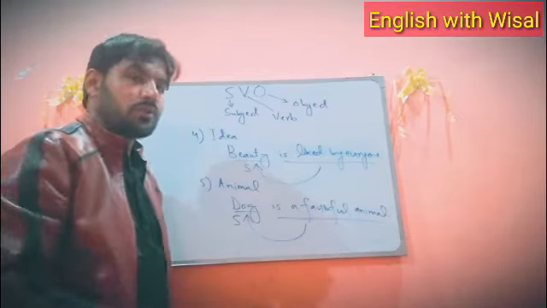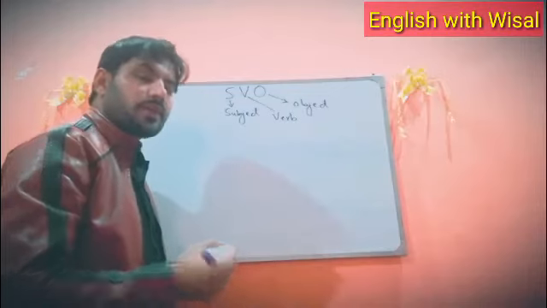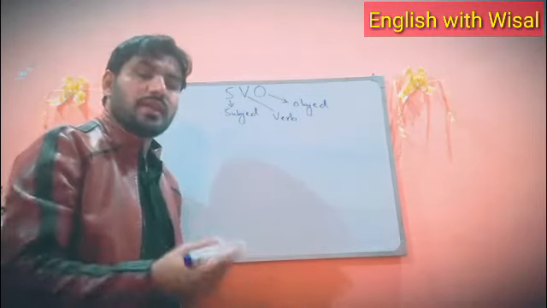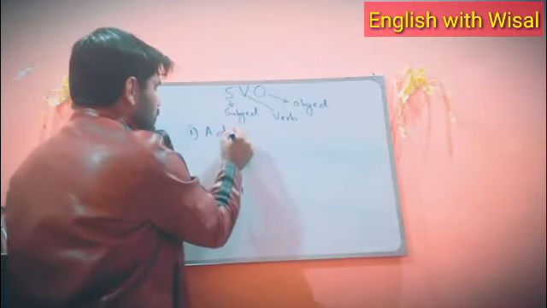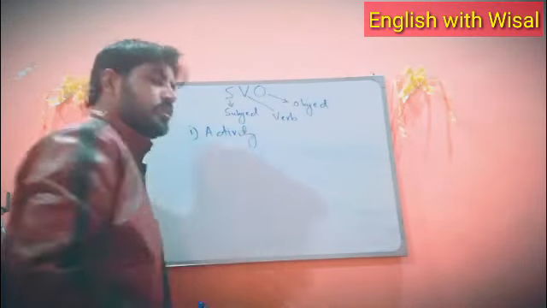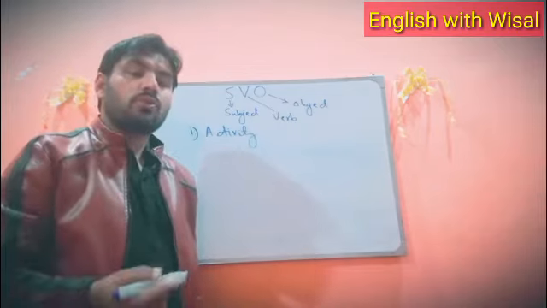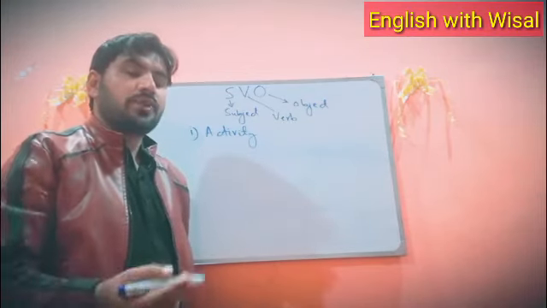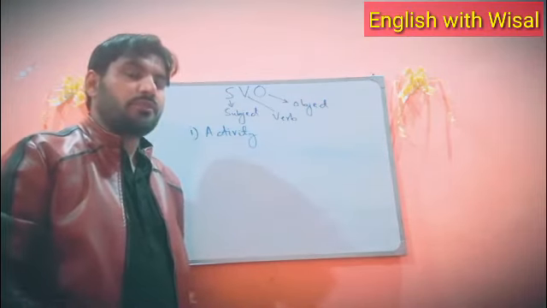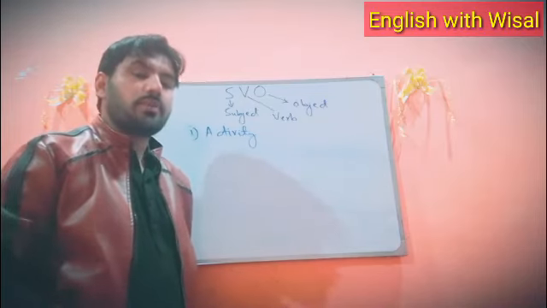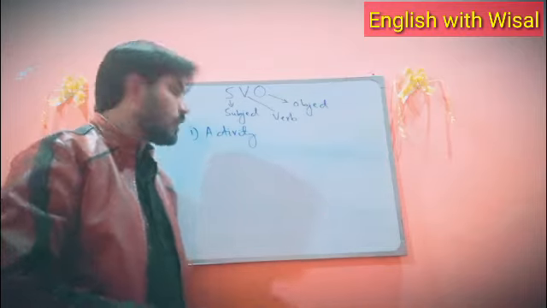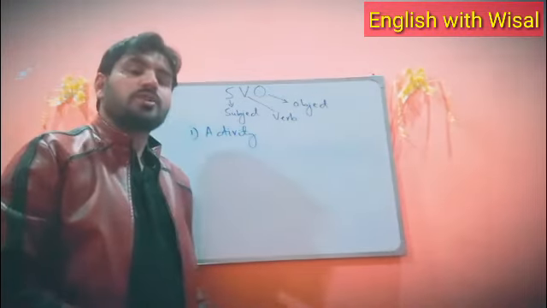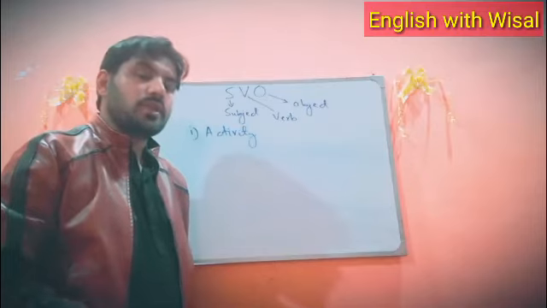Let's proceed and come towards the verb. So verb is a word which shows us an activity. The first point, it shows an activity. We can define verb in different ways. We are having different definitions. For example, we say that every action is called verb, or a word which expresses an activity is called verb.